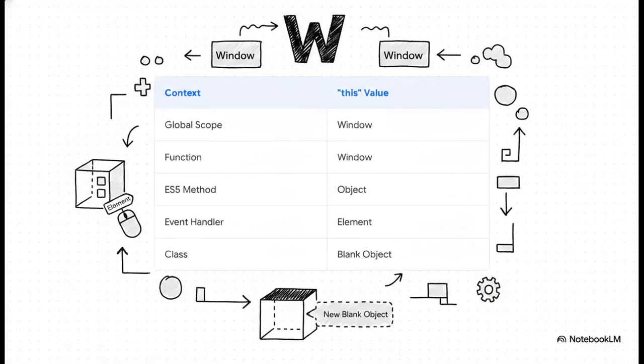Consider this your ultimate cheat sheet for the this keyword. Seriously, memorize these rules. If you console log this in the global scope, you get the window object. Inside a standard function, still the window object. But if you use it inside a standard ES5 method, which, remember, is just a function inside an object, this suddenly becomes the object itself. If you use it in an event handler, this becomes the specific HTML element you clicked on. And if you use it inside a class constructor, this represents a brand new blank object.